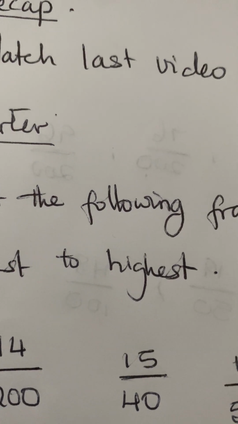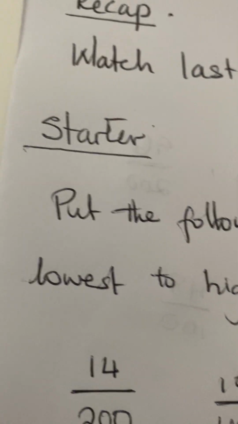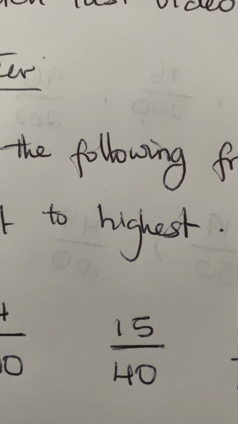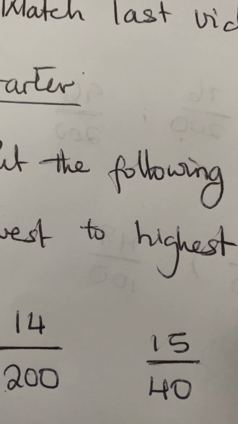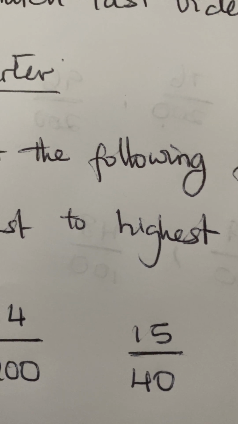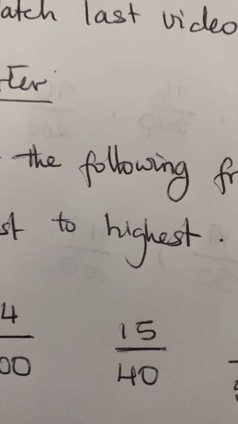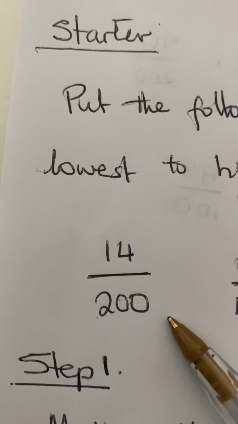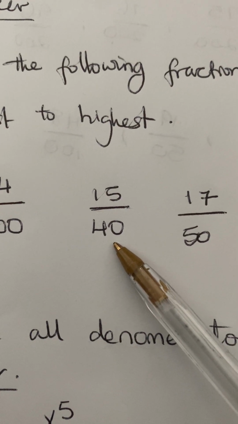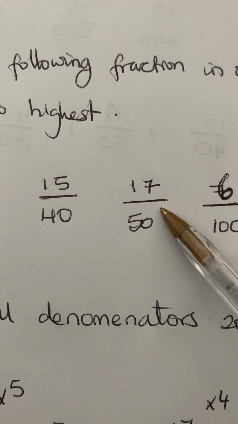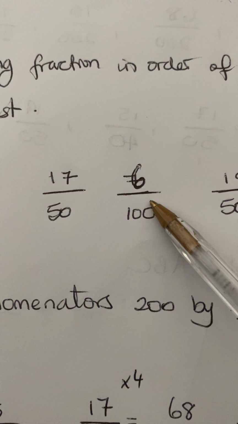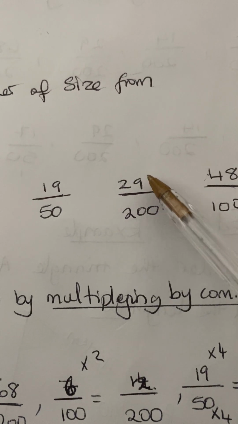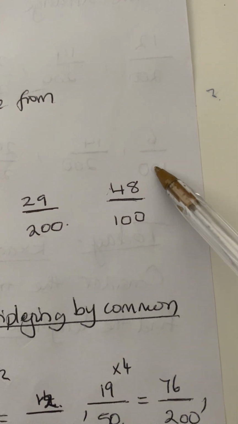Today, our starter is arranging fractions in order of size from the lowest to the highest. If they're asking you to do lowest to highest and you do highest to lowest, it's not the same, so be mindful of that. The fractions are 14/200, 15/40, 17/50, 6/100, 19/50, 29/200, and 48/100.